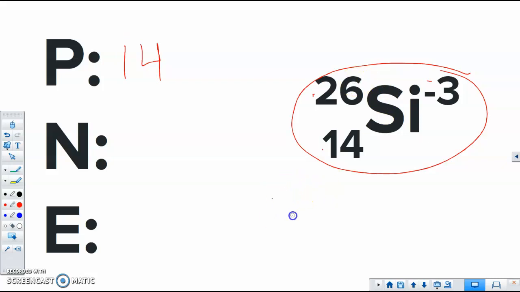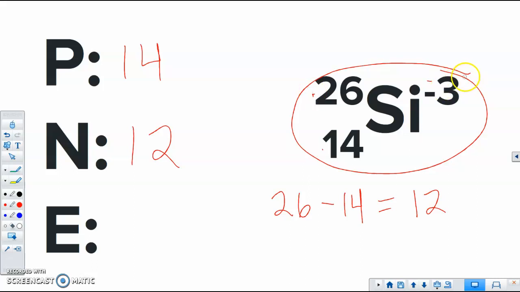Okay, the mass is 26. We know that 14 of those particles that make up the mass are protons, which means that 12 of them, 26 minus 14 is 12, 12 of them must be neutrons, because the protons and the neutrons have to add up to the mass, which is 26.